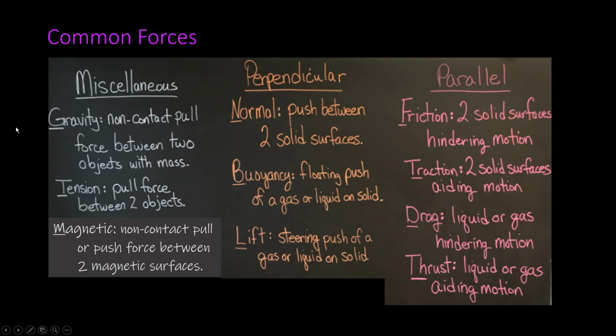Let's take a moment to briefly review the common forces that we learned in a previous podcast. I'll start out with the middle column. These are forces that act perpendicular to the surface: the normal force, buoyancy, and lift. Then in the column on the right-hand side, we have forces that act parallel to the surfaces: friction, traction, drag, and thrust. And finally we have some miscellaneous forces that can act in any direction, perpendicular, parallel, or any angle in between. Those are gravity, tension, and magnetic.